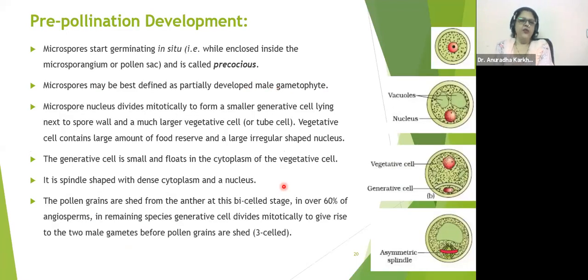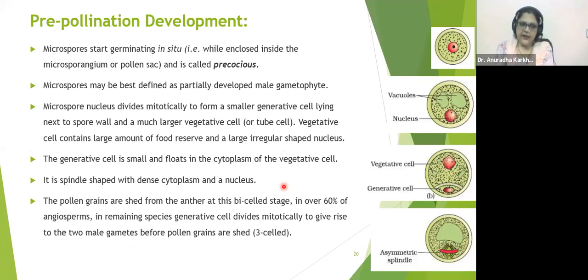Okay, now we talk about the pre-pollination development. So before the transfer of the pollen onto the stigma takes place, what are the different types of developments that are going to be taking place? Let us talk about them. Okay, see, a very important point now. This is a very important point, beta.